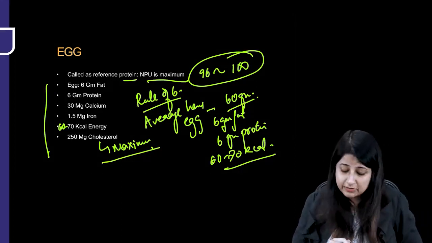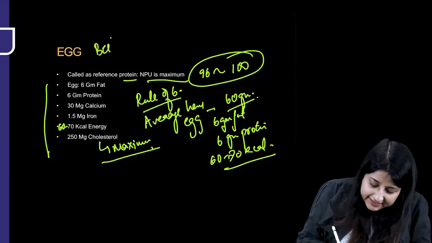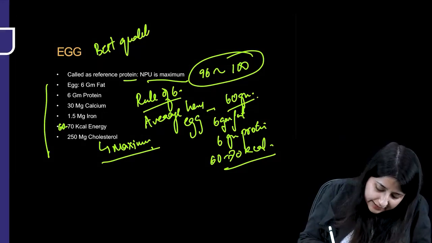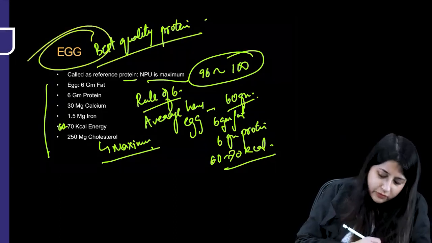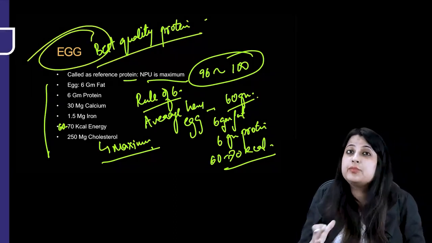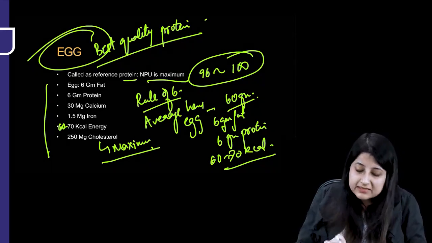Okay, this is asked about egg. All right, now see, the best quality protein is in egg. Where do you find the best quality protein? Best quality protein is in egg. But which food product has the maximum amount, or the maximum quantity, of protein?